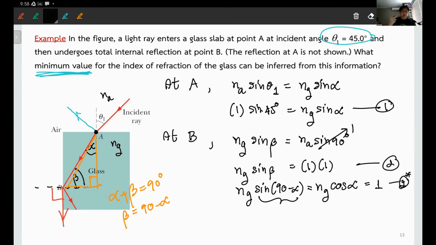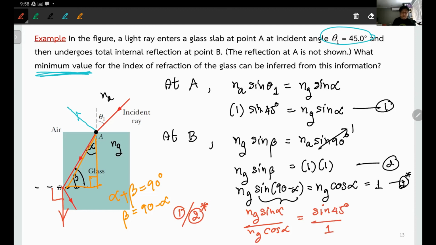So you have 2 equations with 2 unknowns. You can figure out everything. The easiest one for you to do is just take the ratio between the 2. So what I can do is take equation number 1 divided by equation number 2 stars. Okay, let me show you what it means here. n sub g sine alpha divided by n sub g cosine alpha, yeah? So I take the side that has the sine and cosine to be on the same side, and then equate that to sine 45 over 1. Okay, very good. So the nice thing about this one is the n sub g will cancel, and you're going to get tan of alpha here. Sine over cosine is tan. And from here, you will know what alpha should be.